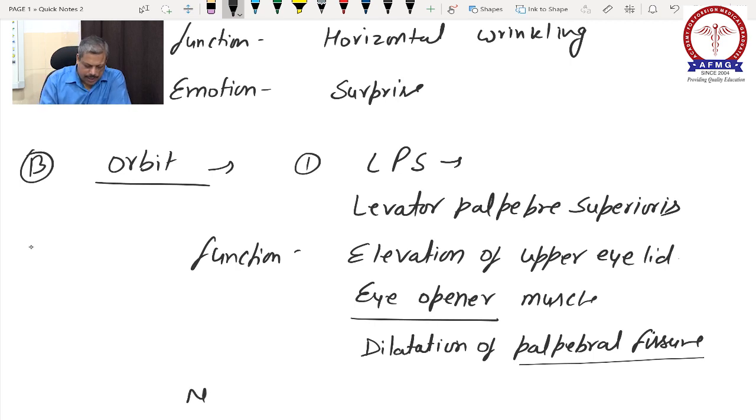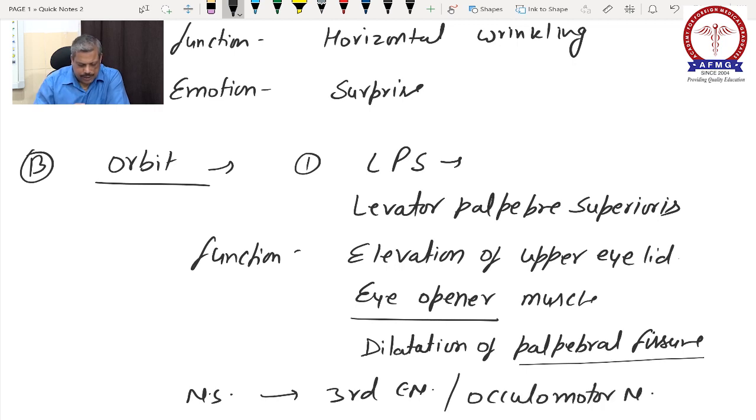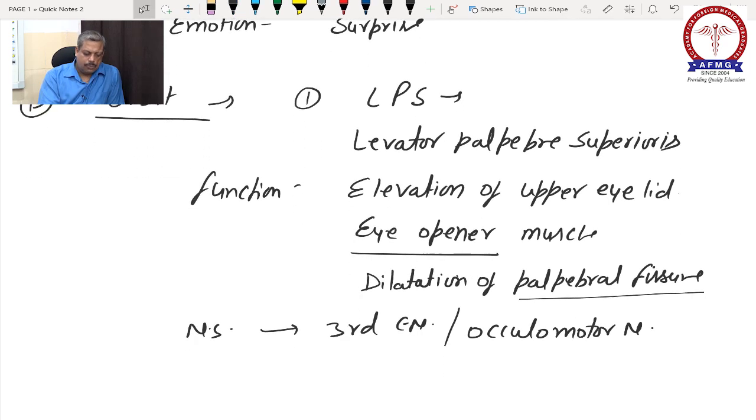What is the nerve supply of the LPS muscle? The LPS muscle is supplied by the third cranial nerve, the oculomotor nerve. Clear? It is an exception. All the muscles of the face are supplied by the facial nerve except LPS. LPS is supplied by the oculomotor nerve.